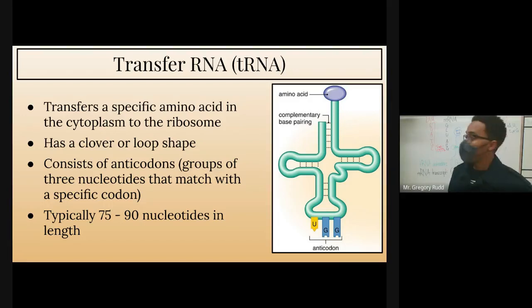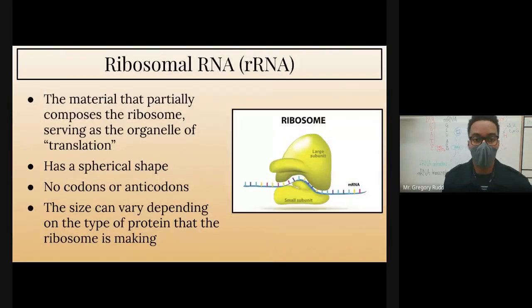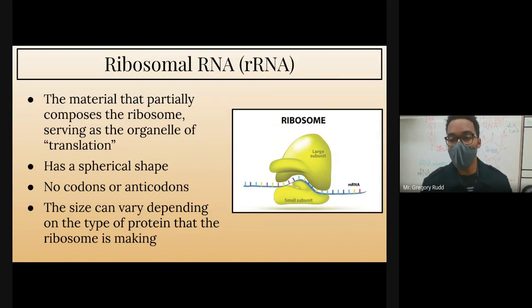Okay. And then there's one more type of RNA. There's ribosomal RNA. I'm not going to spend too much time. This could be a really complex conversation, so I won't spend too much time explaining this. But ribosomal RNA composes the ribosome. So basically the ribosome is made up of RNA. There are some other proteins that help to make the ribosome, but it is largely made up of RNA.